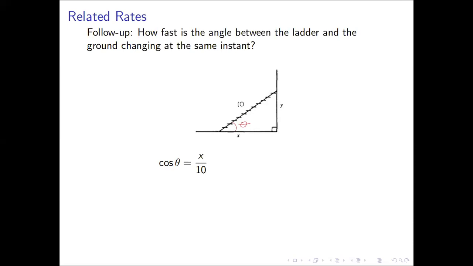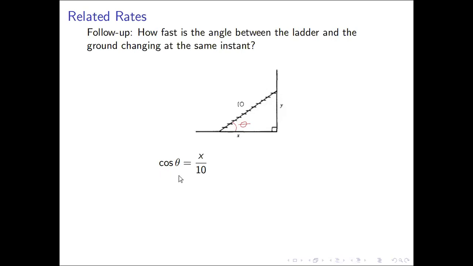Now we can use trigonometry to derive a relation between x, y, and theta. We can use sine, we can use cosine, it depends. So let me just use cosine. You can also use sine. But if we use cosine, then remember, cosine is adjacent over hypotenuse. Sine is opposite over hypotenuse. So if we use cosine, it will be x over 10.